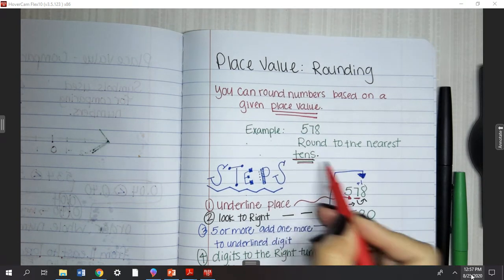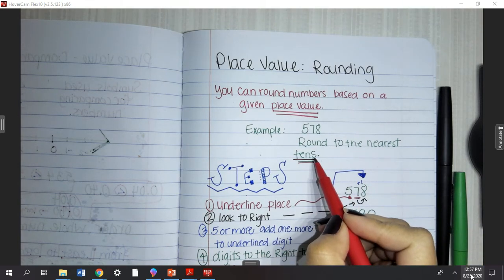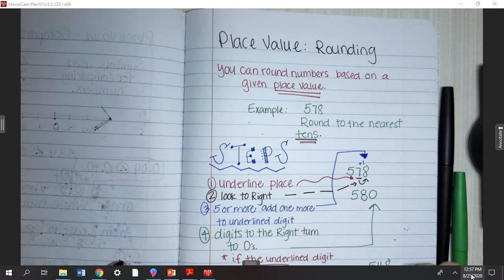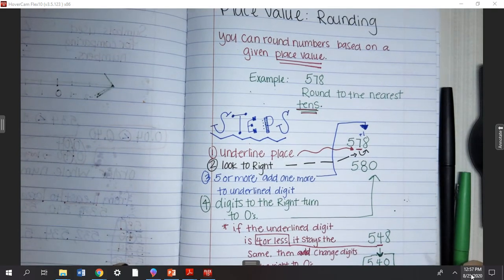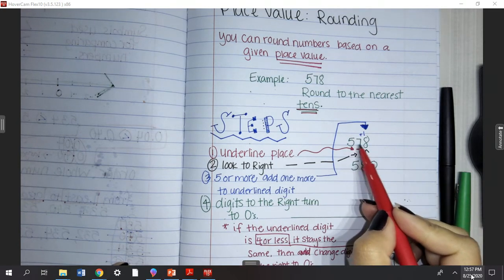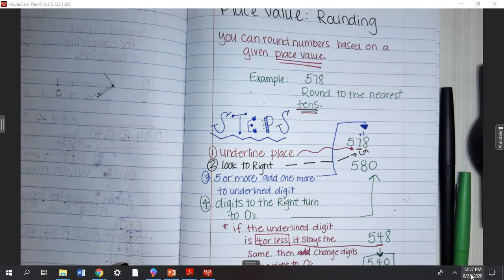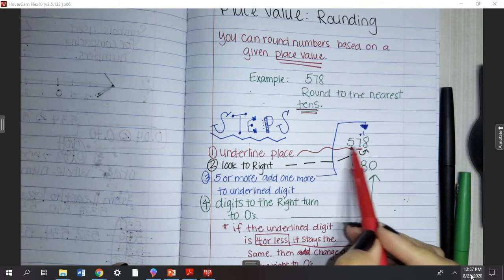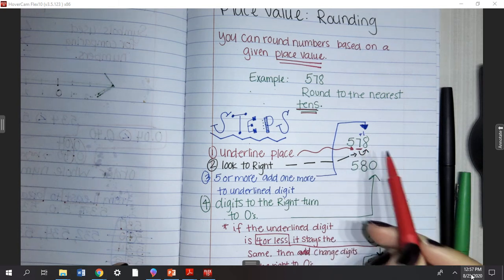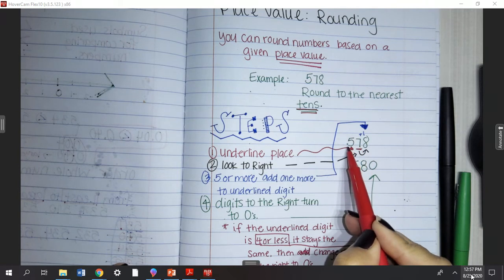I can round the number 578 to the nearest tens place if I take these steps. You might have remembered these steps in the past, so we're just going to jog our memories. I'm taking the number 578 and I want to round to the nearest tens place. While thinking about place value, I know the 8 is the ones, the 7 is the tens, and the 5 is the hundreds.